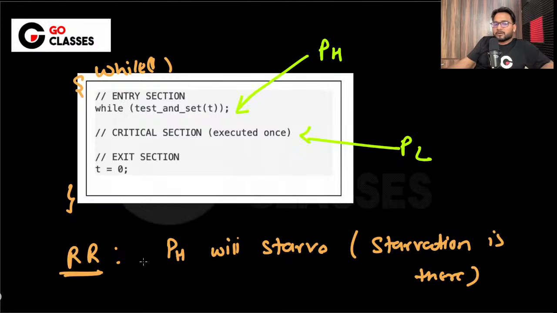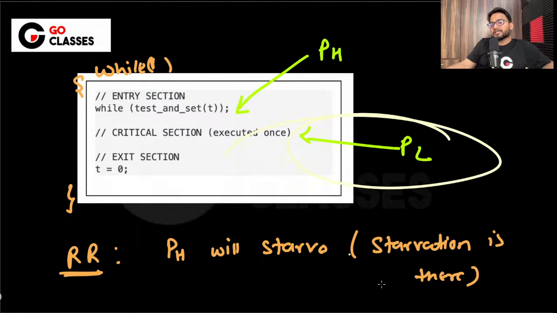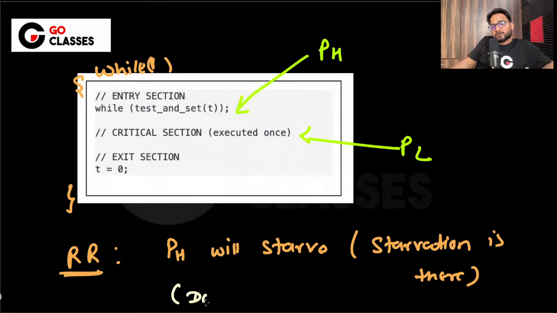Deadlock is not there in round robin. The reason is that for a deadlock nothing should progress, but here PL is getting progress, right? So you can say the system is not in deadlock. A better line to write: system is not in deadlock. System means the combined process, so both processes are not in deadlock.